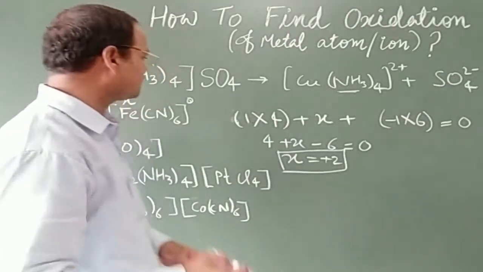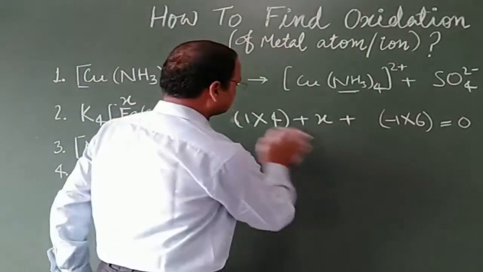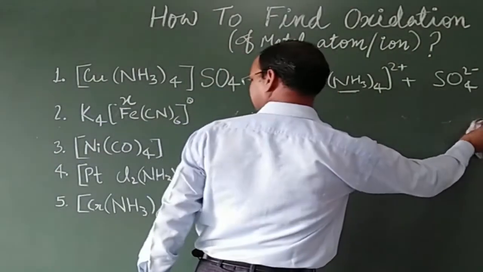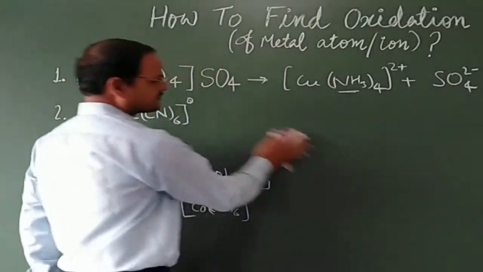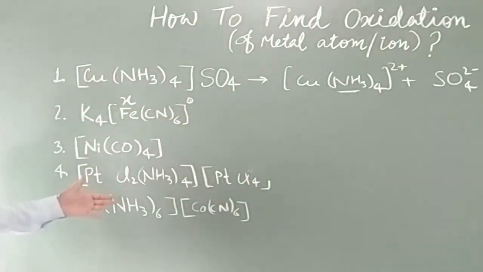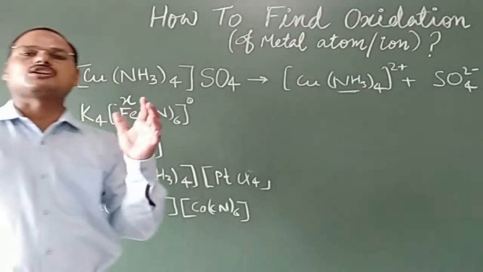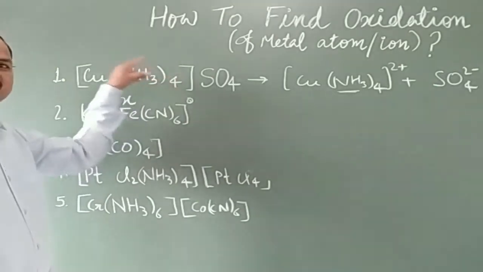Now see the next member, that is the third example. See third, that is nickel tetracarbonyl. See here. We know that there are 3 types of coordination compounds on the basis of charge on the coordination sphere.